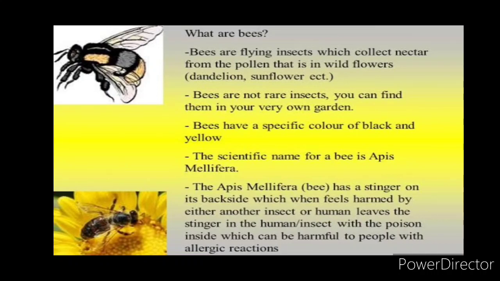Bees have a specific color of black and yellow. There are several colors of bees, but the most specific or very common color is the black and yellow shade. The scientific name for the bee is Apis mellifera. So this is the scientific name. Okay, you just note it down, the scientific name. Okay, Apis mellifera. This is the scientific name of the bees.